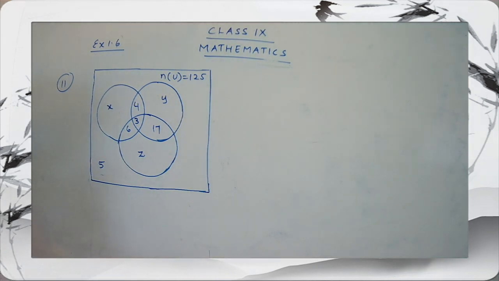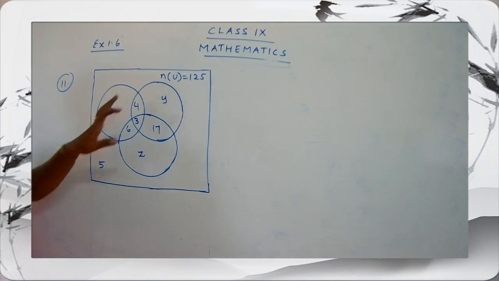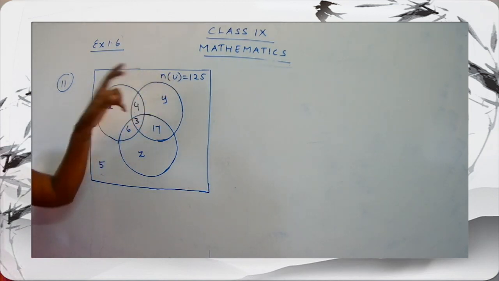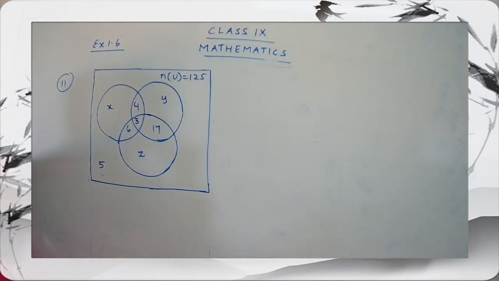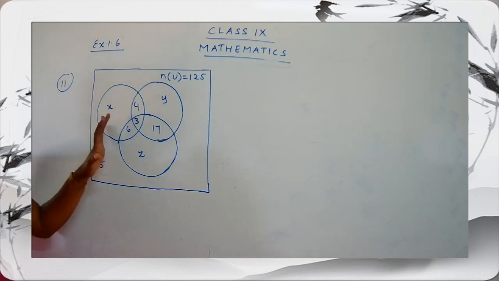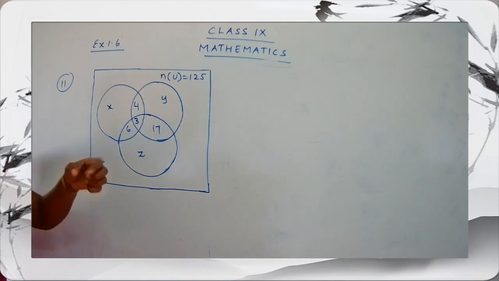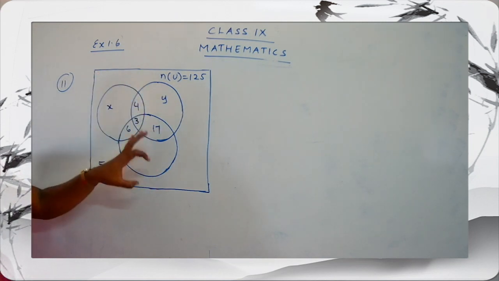What's given to you? In the adjacent figure, you have been given a figure and we are going to use this diagram. N of U is 125. The total number of elements in the set is 125. I have told you that U is the universal set, and the universal set combines all the elements of the sets involved. Here we have 3 sets: first set, second set and third set.